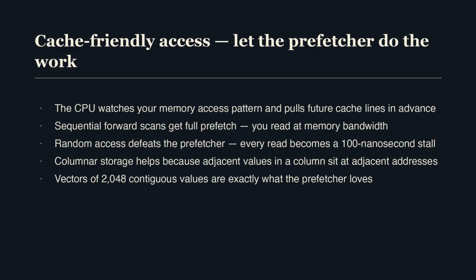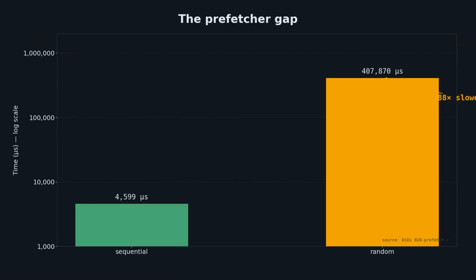That is the hidden cost of reading a wide row when you only need 2 columns. Columnar storage eliminates this. Adjacent values in a column sit at adjacent addresses. A scan reads them in order. The prefetcher runs ahead and memory bandwidth is fully used. Here is the measured gap.